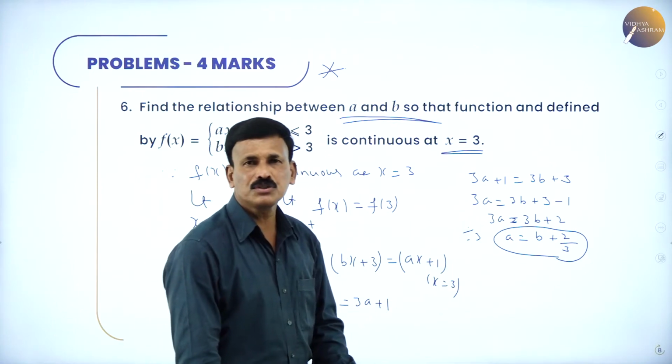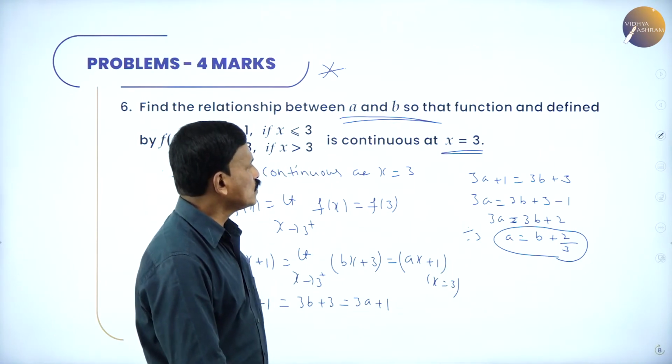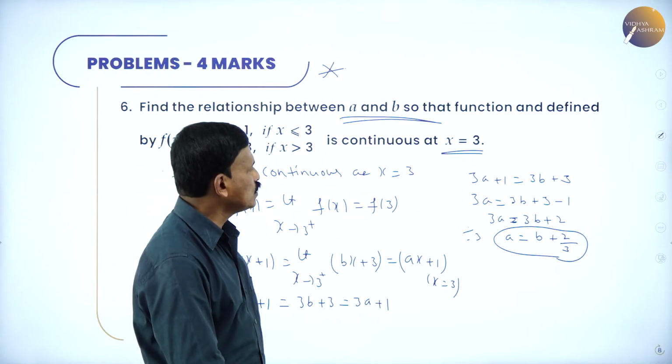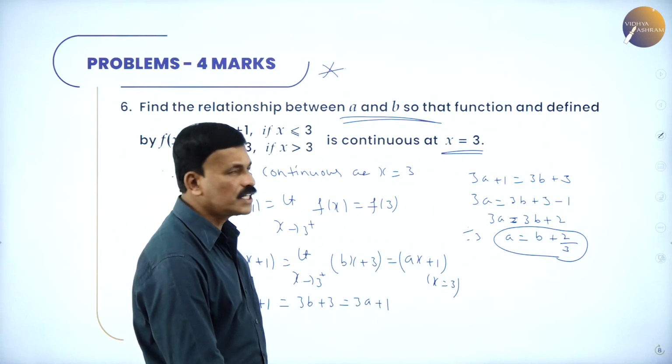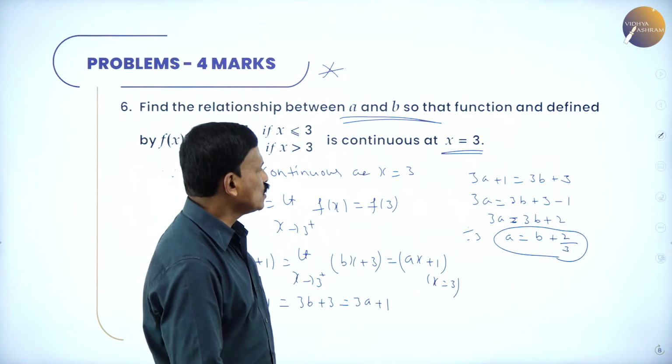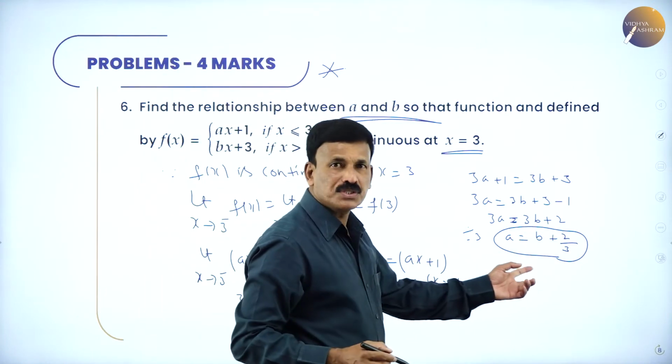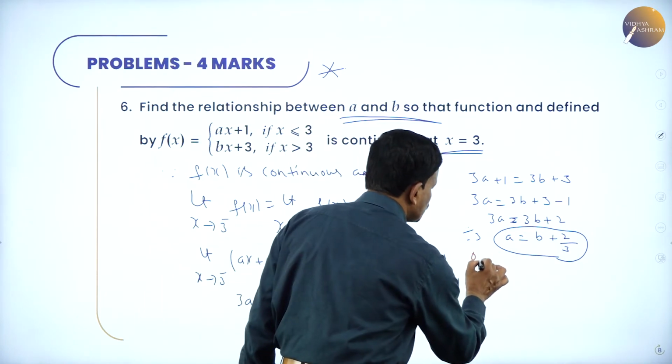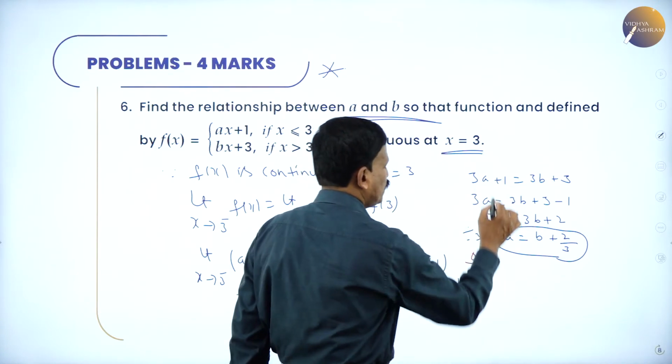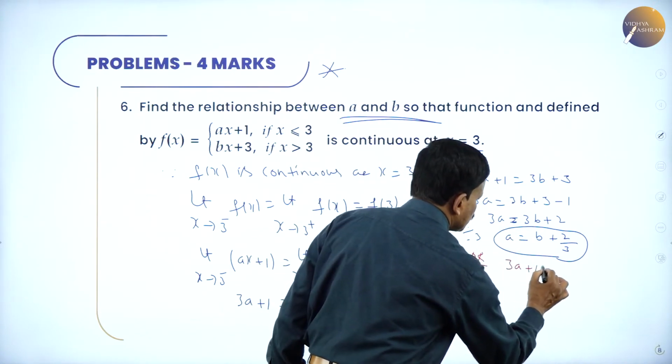3a plus 1 is equal to 3b plus 3, 3a is equal to 3b plus 3 minus 1, 3a is equal to 3b plus 2. Divide by 3 and you will get a is equal to b plus 2 by 3.